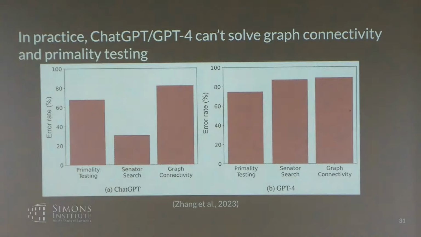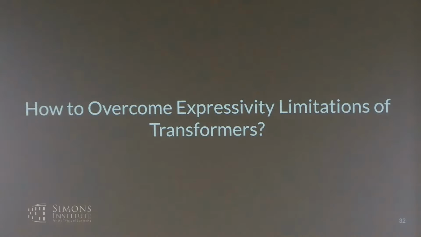In practice, we can evaluate models on some of these tasks, and we did this with ChatGPT and GPT-4. Primality testing and graph connectivity are shown here. At the time, even on very simple instances of these problems, the models would answer incorrectly a lot of the time, which is the result shown by this plot. That brings me to the last part of the talk, which is how to overcome some of the expressivity limitations of transformers. Actually, maybe I'll pause for questions quickly.